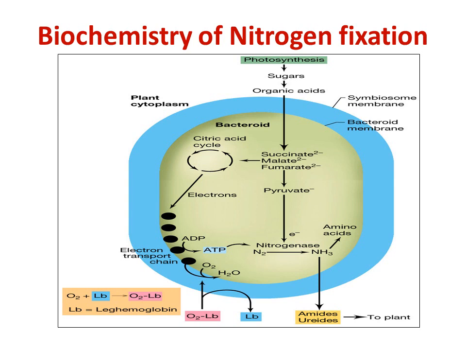Leghemoglobin is a protein which is synthesized only when there is an interaction or symbiosis between the rhizobium and the leguminous plants. Leguminous plants alone or rhizobium alone cannot synthesize it independently. Only when they are associated together does leghemoglobin production happen.